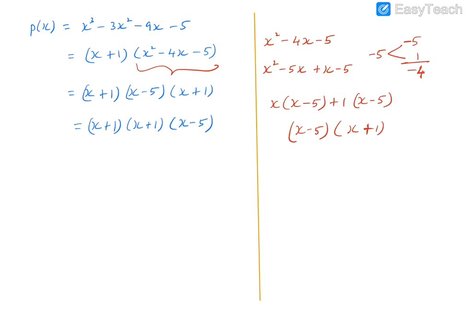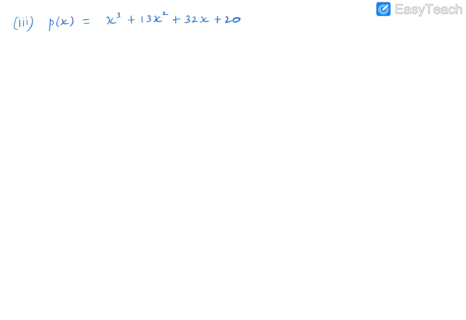Okay, let's do the third problem from the exercise. Alright, so our third question is p of x equals x cubed plus 13x squared plus 32x plus 20. And the first step, as usual, is to find a zero of the polynomial by trial. So we will have to just try. So let x equals minus 1 and see if we get the polynomial to evaluate to 0.